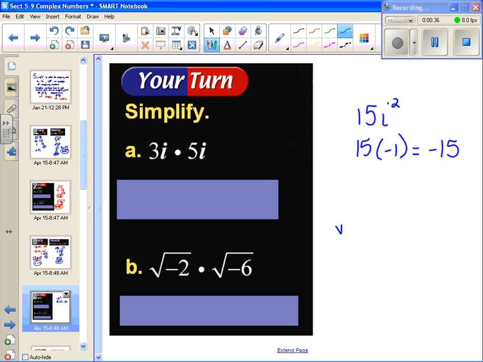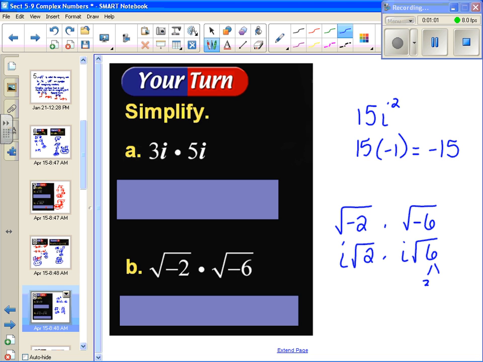On this next one, we have the square root of -2 times the square root of -6. Again, I would start by bringing the i out. Remember, the square root of -1. Anytime you have a negative underneath the square root sign, that's going to be i root 2 times i root 6. And now remember, we can simplify first if you want to, since it's just multiply.